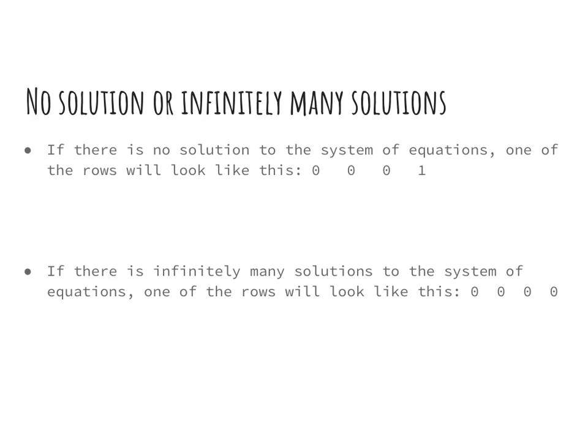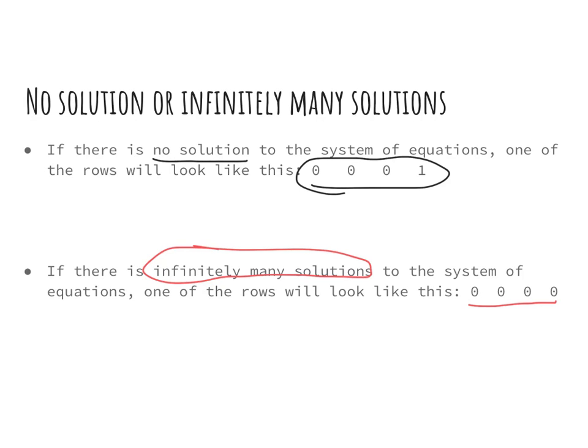Now, just like when we were doing systems of equations in three variables, it was possible to get no solution or infinitely many solutions. So the way to figure out if it's no solution or infinitely many, you look at your different rows once you've solved it. And if one of the rows looks like this with 3 zeros and then a 1 at the end, that means that there is no solution. However, if one of them has all 4 zeros, that means that our answer is infinitely many. And it doesn't have to be the bottom row or the middle row. It could be any of the 3 rows. As long as any of them have 3 zeros and a 1, it's no solution. Or if any of them have 4 zeros, then it's infinitely many solutions.